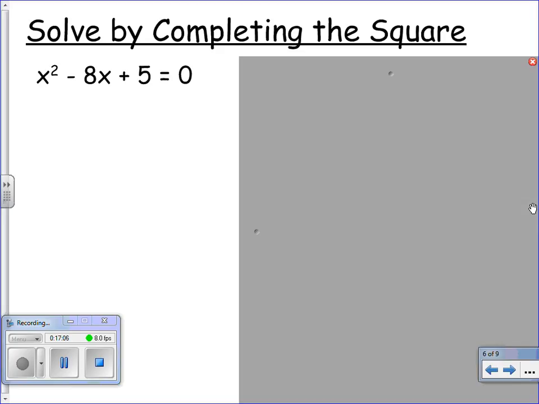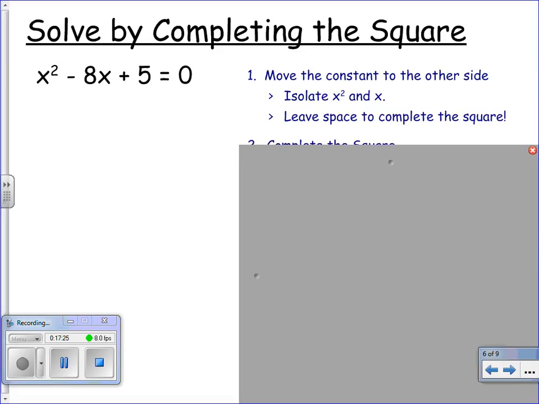But this has a coefficient of 1 and the last term is 5. Do you have factors of 5 that will add to make 8? No. So this one doesn't factor. We have to have some other method for solving when things won't factor. And that's where solving by completing the square comes in. So this is step number 1. I'll let you jot this down in your notes.